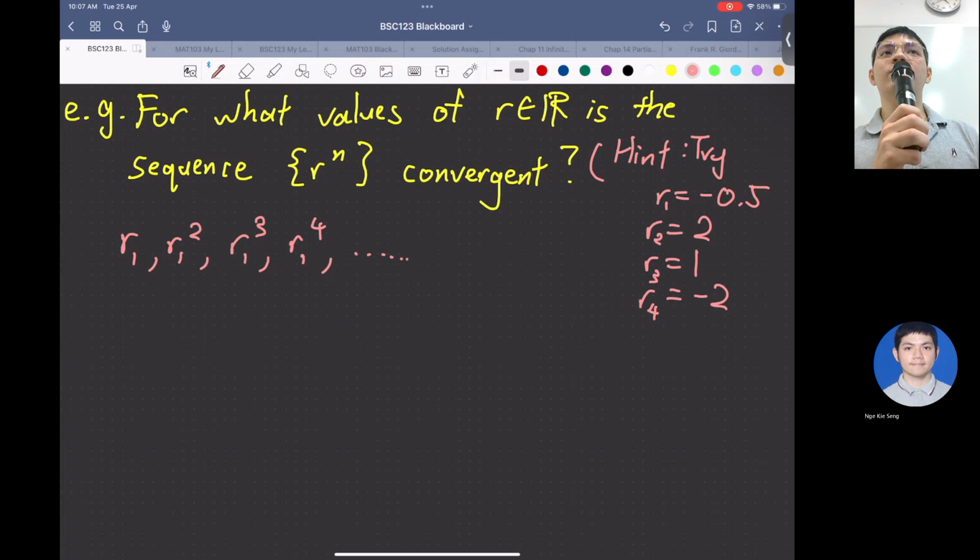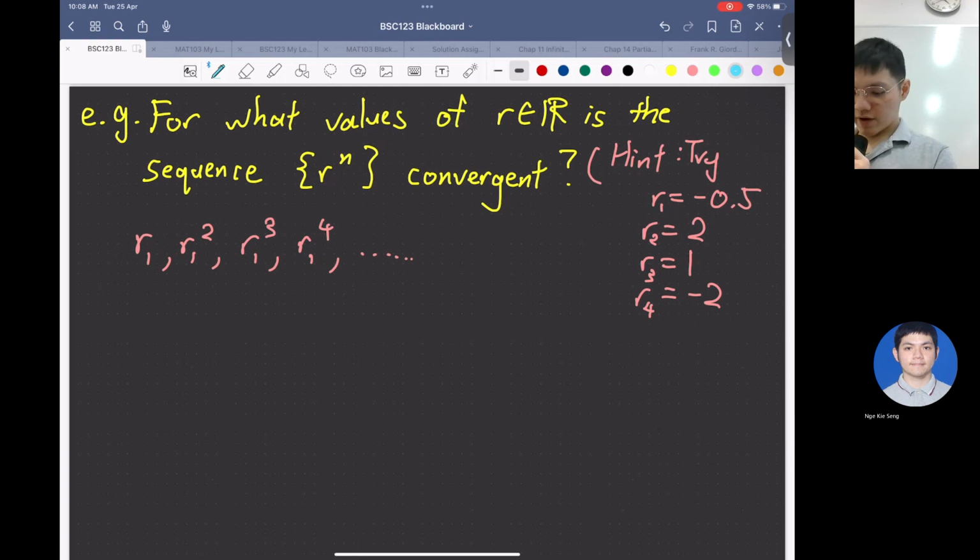Does everyone understand the sequence I'm talking about? Okay. So you fix an r, fix these four numbers, and then you take powers of them. See whether the sequence converges or diverges.